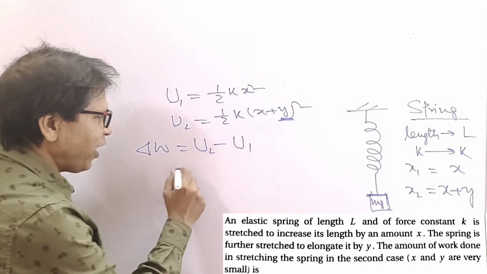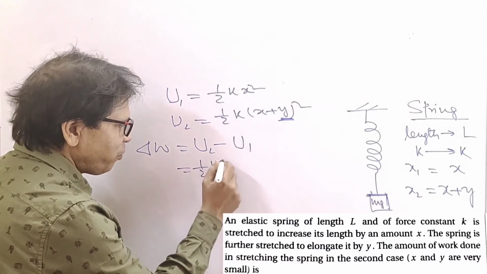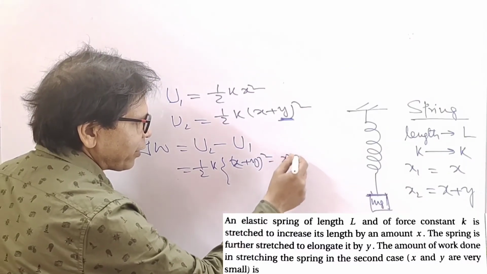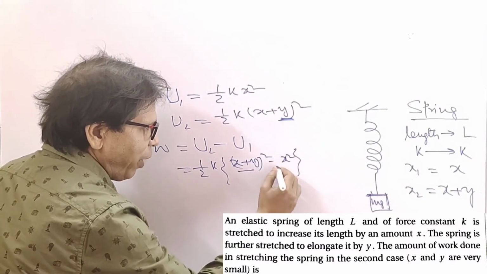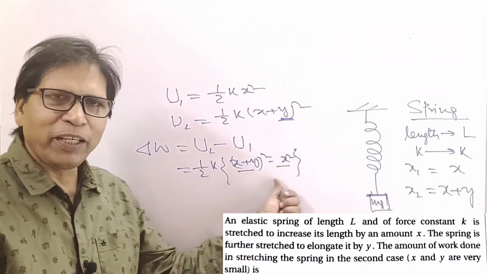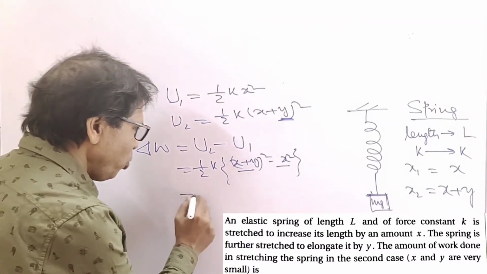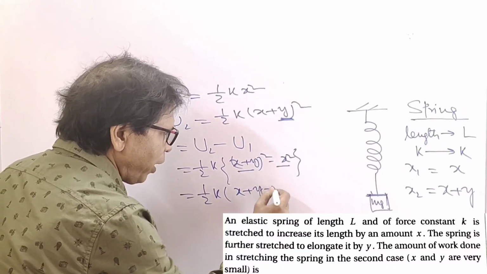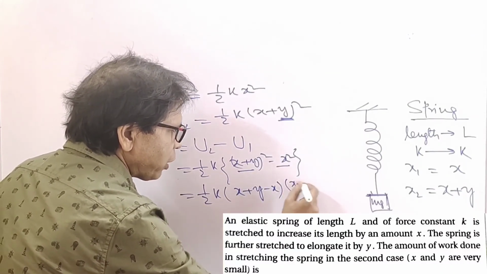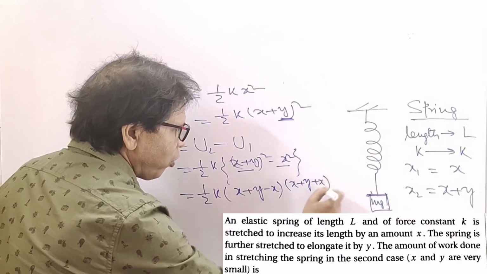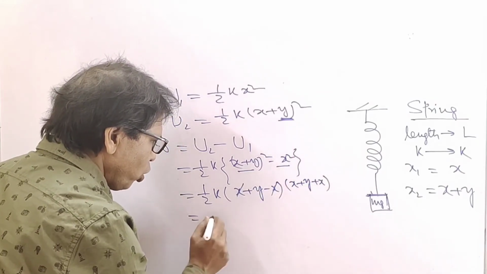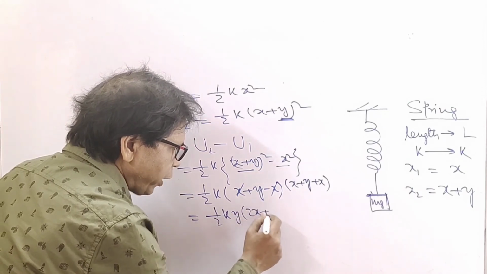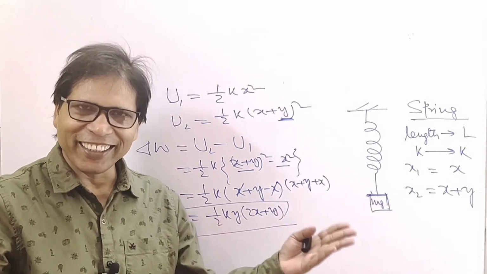Now look at this, this is half k into ((x plus y) whole square minus x square). Okay, a square minus b square is (a plus b) into (a minus b). So this is half k into (x plus y minus x) into (x plus y plus x). Okay, this and this cancel out. So this is half k y into (2x plus y). Okay, understood?